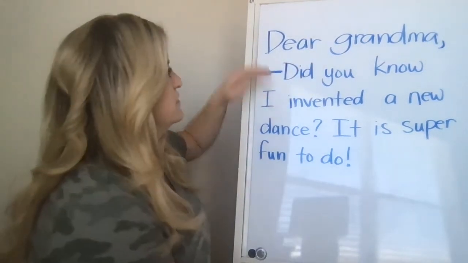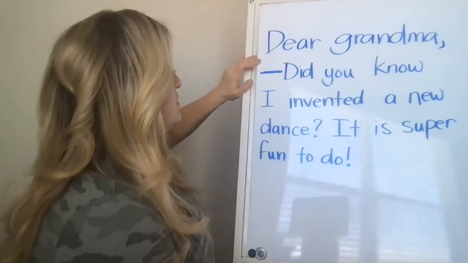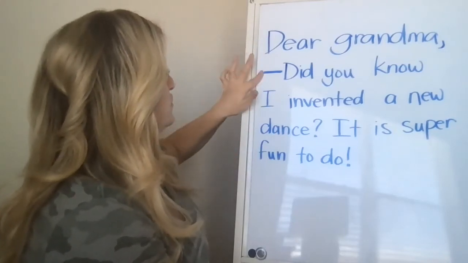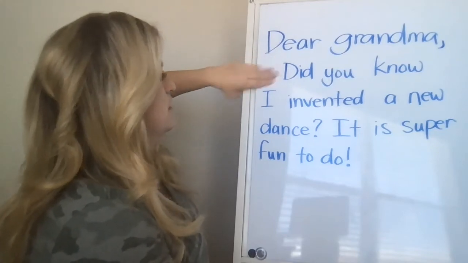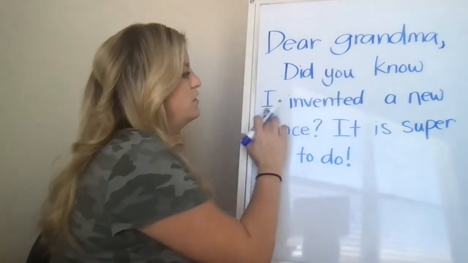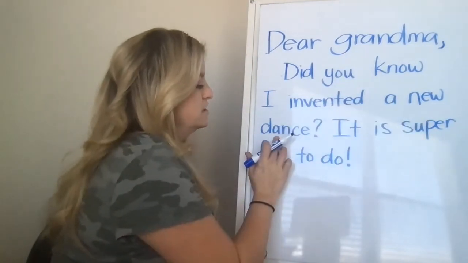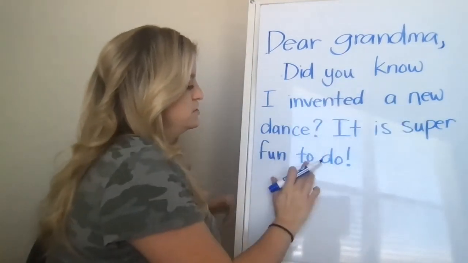So when you have a letter, this is the greeting. This is called the body, and then you're going to indent, which means you're going to jump over, leave a big space here, and then start writing. Did you know I invented a new dance? It is super fun to do.